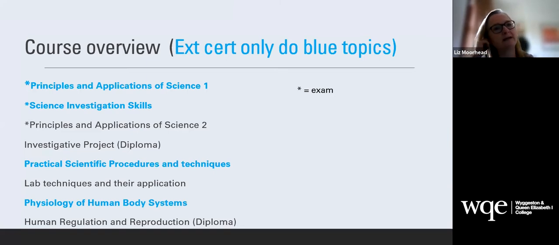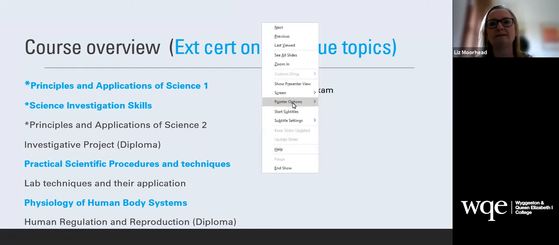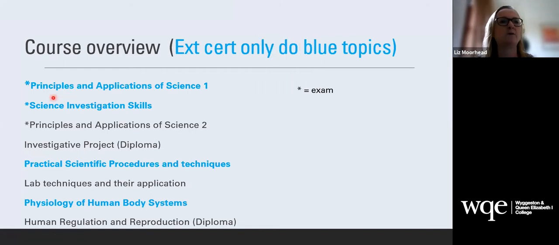You can see here I've put the list of all of the units that you will be doing on the BTEC course. So if you're interested in the extended certificate, you would only do these 4 units that are in blue. Okay, and if you are interested in the diploma equivalent to 2 A-levels, then you would do all 8 of these units listed here.